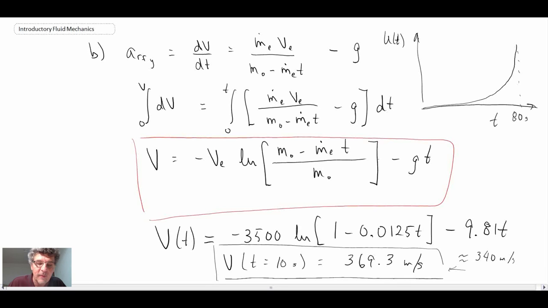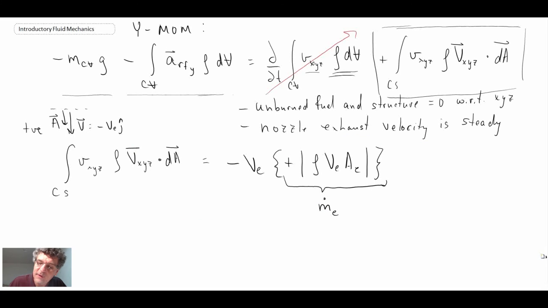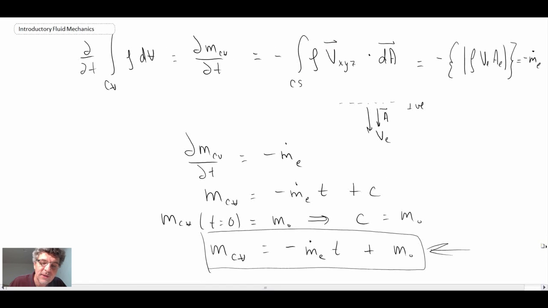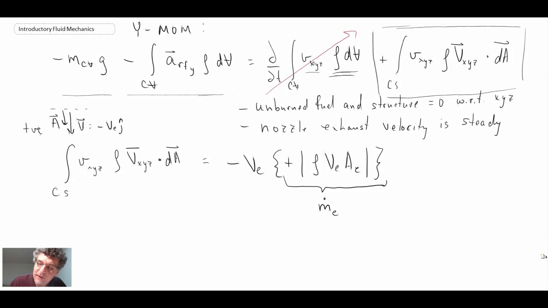The biggest thing to remember is the fact that you have to deal with the modified version of the momentum equation. Where was it? I think it was right here. And the modification was due to this term here for the accelerating reference frame. So that concludes this problem and this lecture.